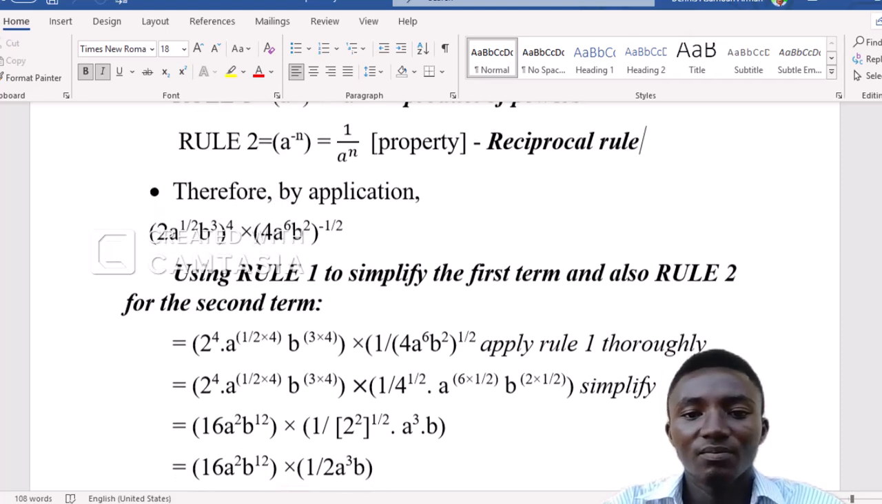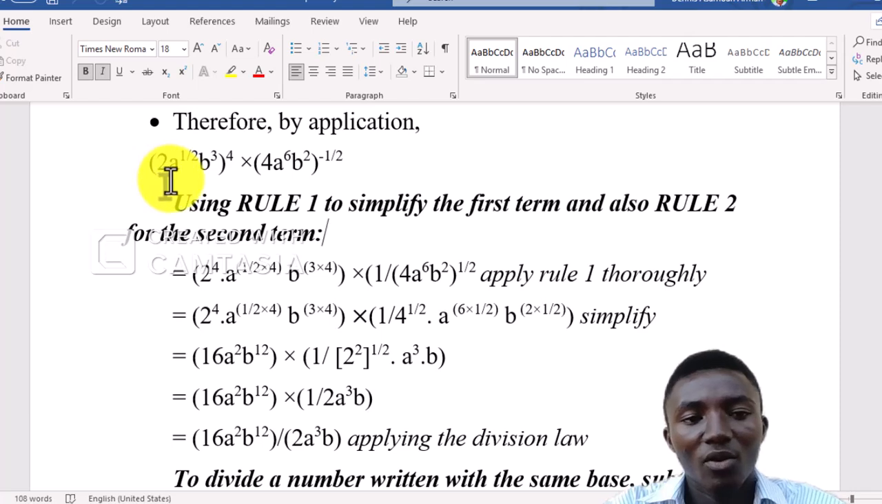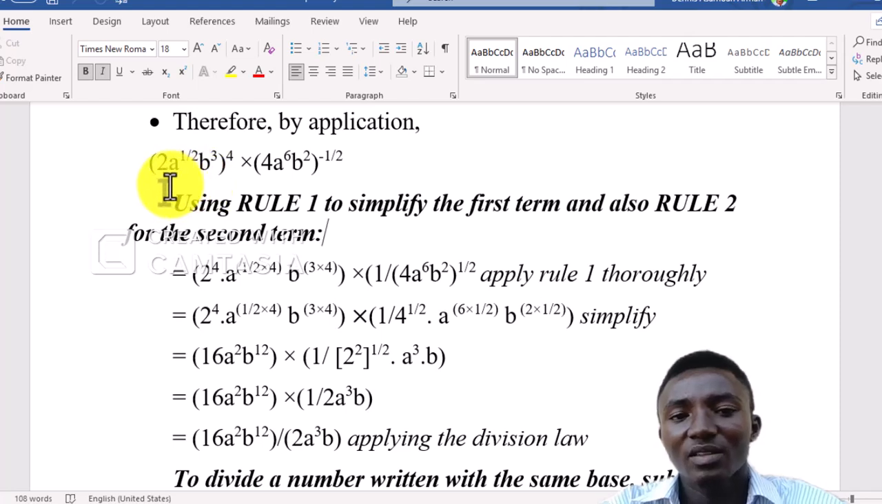In the first place, let's look at the problem. This is the problem that we're talking about, which is (2a^(1/2) b^3)^4 multiplied by the expression (4a^6 b^2) all raised to the power negative half. Now if you can bear with me, you can see that this first expression is similar to the product of powers.